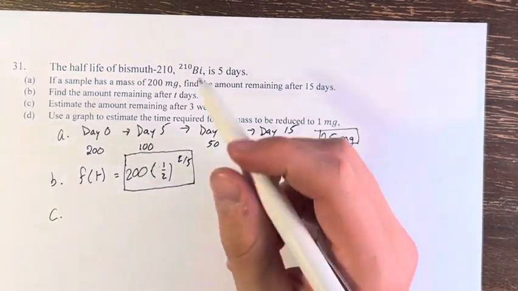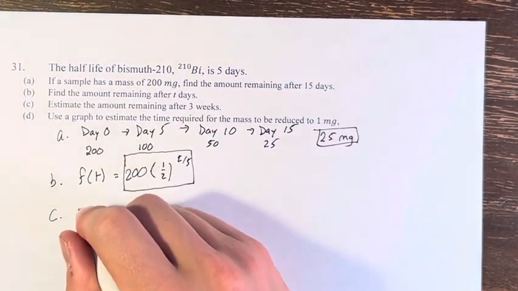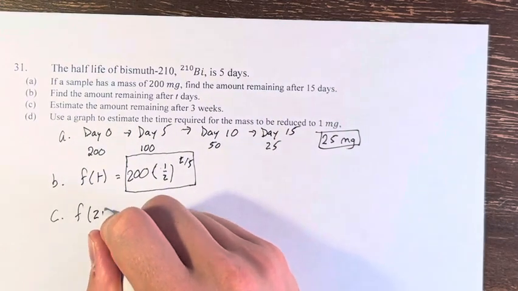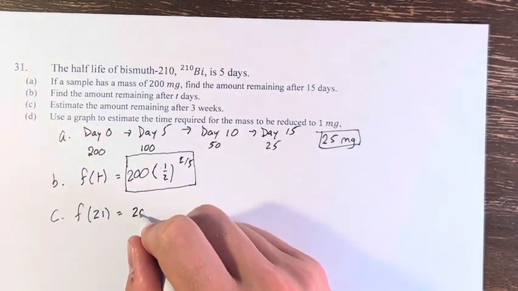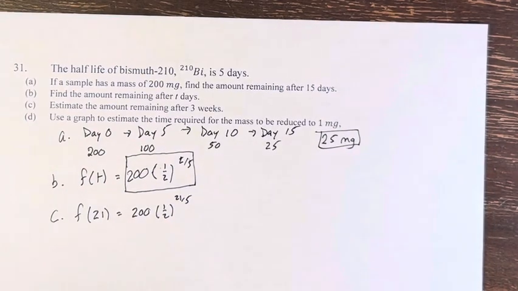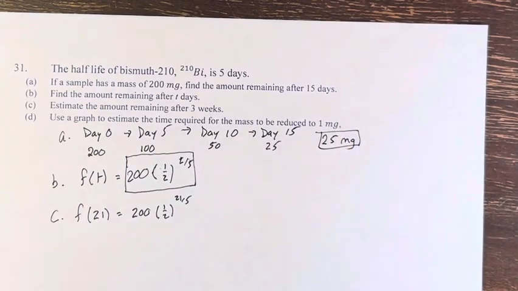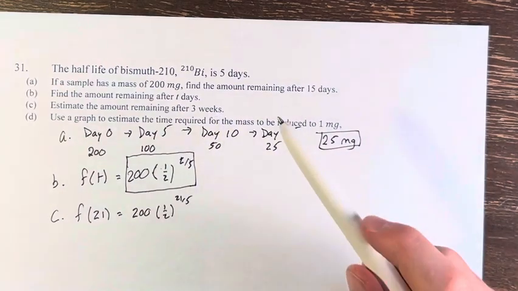In part C, we are asked to find the amount remaining after 3 weeks. So we have f of t, 3 weeks is 21 days, f of 21 is equal to 200 times 1/2 to the 21 over 5. And we're going to do this in conjunction with part D. Use a graph to estimate the time required for the mass to be reduced to 1 milligram. What we have here is a graph that we can pull up on a graphing calculator. And what we're going to be looking for is 2 things. We're going to be looking at the amount at 3 weeks, and the day for which it is 1 milligram.